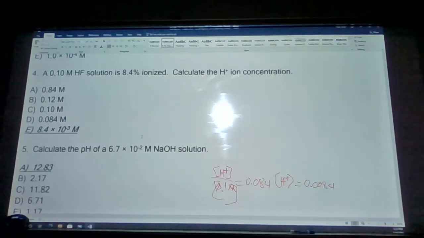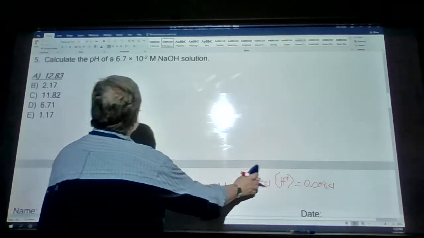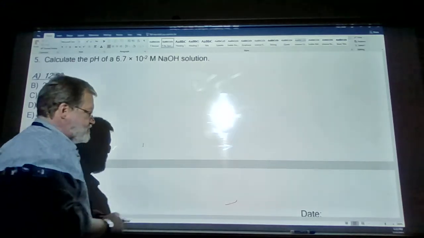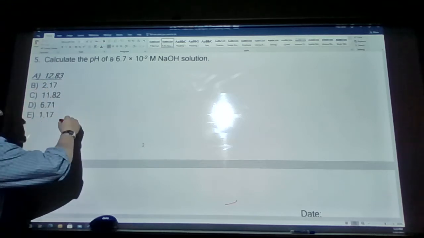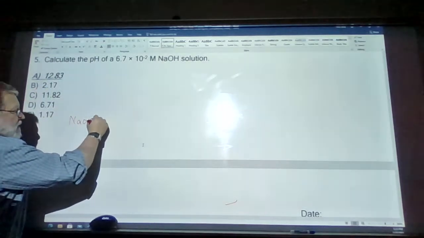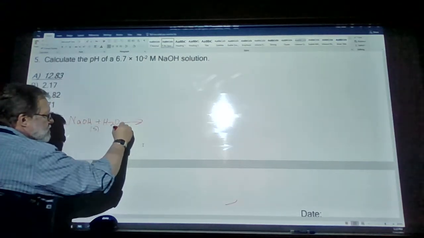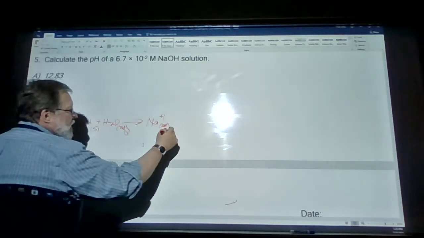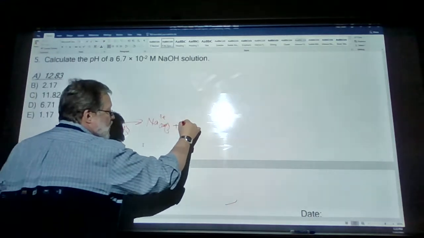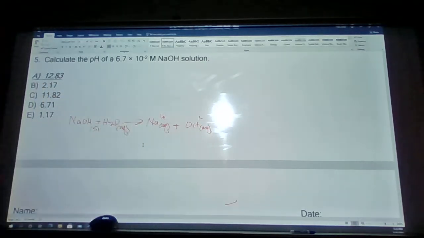Number 5. Calculate the pH of a 6.7 times 10 to the minus 2 molar NaOH solution. When we have NaOH in water, it busts up into sodium cations surrounded by a bunch of water molecules, and OH minus anions, hydroxide anions, surrounded by a bunch of water molecules.